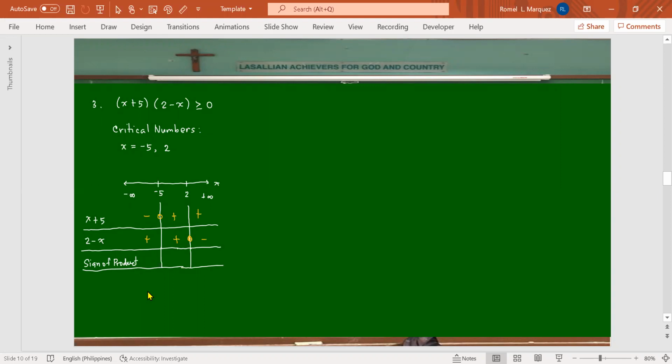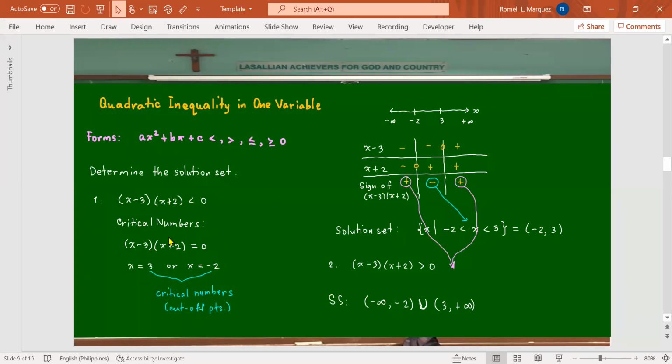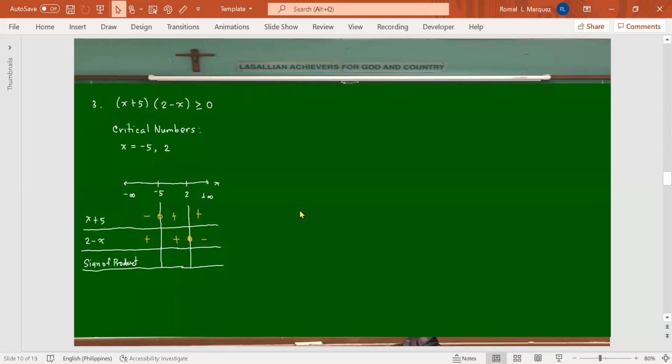Is that clear? In number 1, both coefficients of x are positive. The reason why, to the right of 0 are all positive. To the left, negative. Okay? Clear now, children?